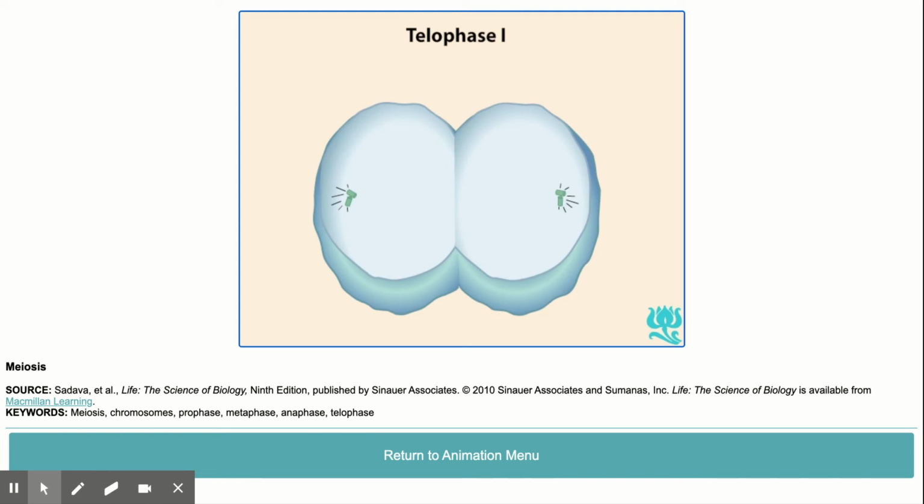In some species, telophase 1 occurs, a stage in which chromosomes decondense, nuclear membranes reform, and the cytoplasm divides in a process called cytokinesis. A short interphase period called interkinesis may then follow telophase 1. Note that DNA replication does not take place during interkinesis.